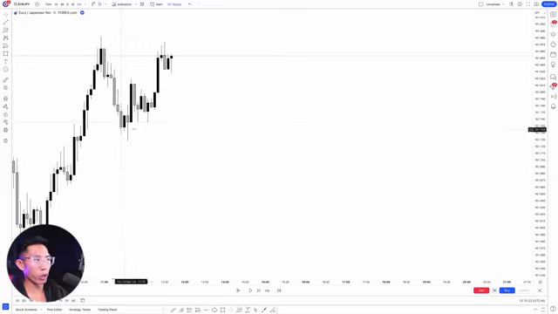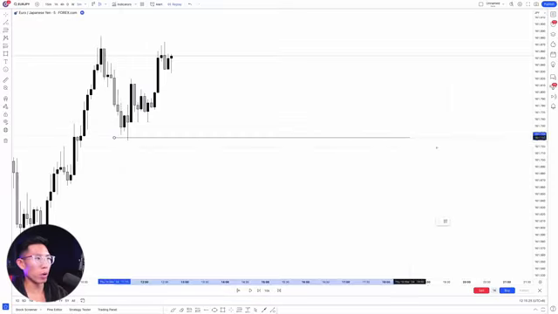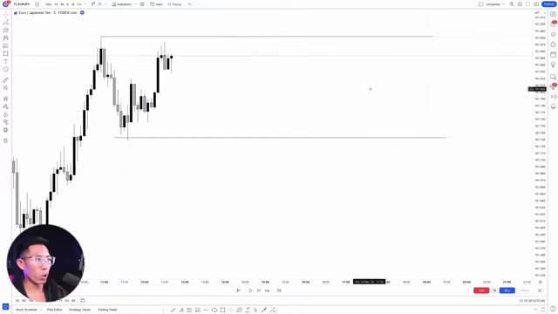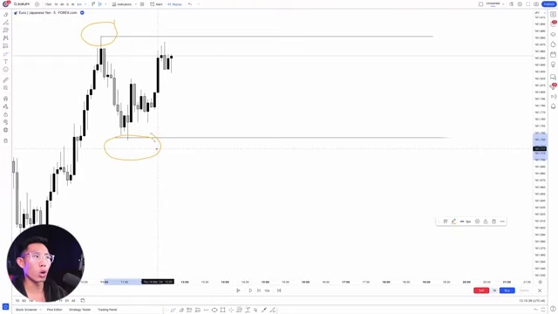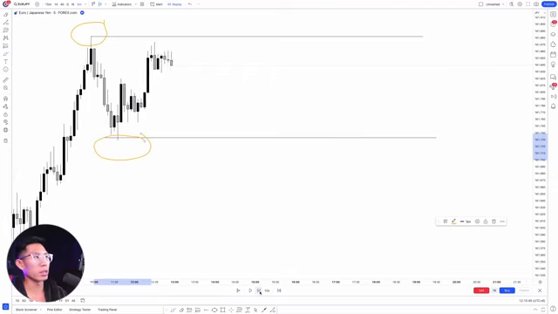Price created a higher low right here, so I can mark up this low, and then price has also created a higher high right here. We know that there is going to be liquidity above these swing highs, right? Above these swing highs there's going to be liquidity, and then there is also liquidity below these swing lows right here. So we are waiting for price to sweep the liquidity either from the upside or the downside. So we still wait and see what happens next.